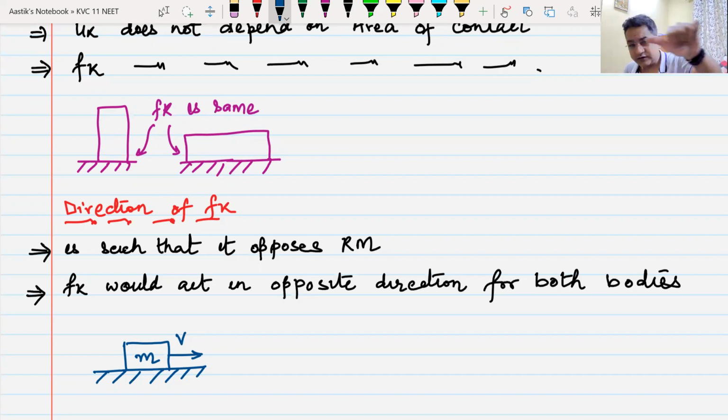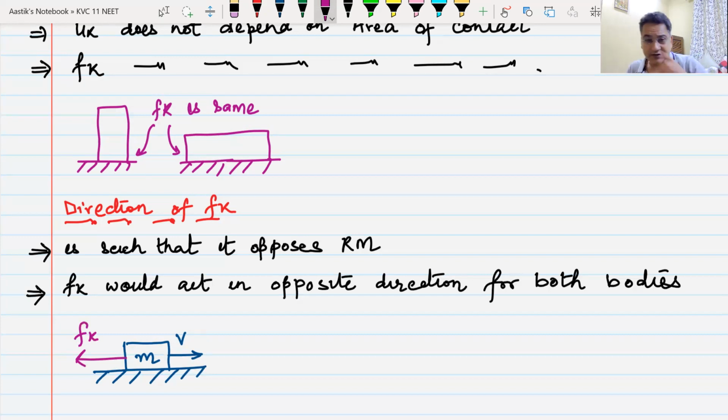This body is moving forward. So what will be the direction? Will it be in the forward direction, backward direction, upward direction, or downward direction? Which one? So the direction of kinetic friction for this body would be in the backward direction.